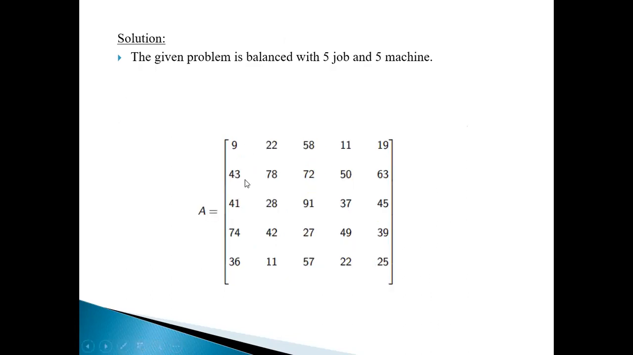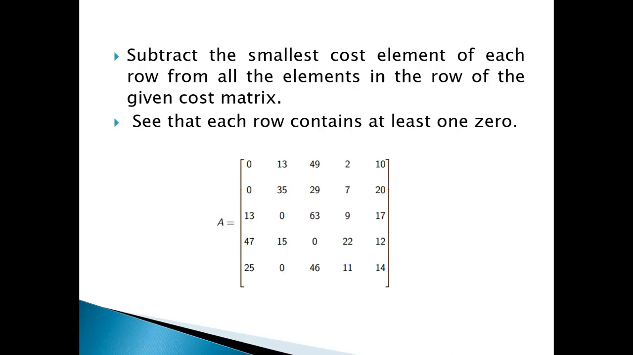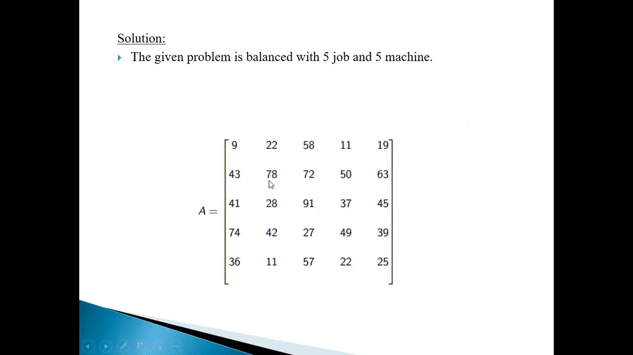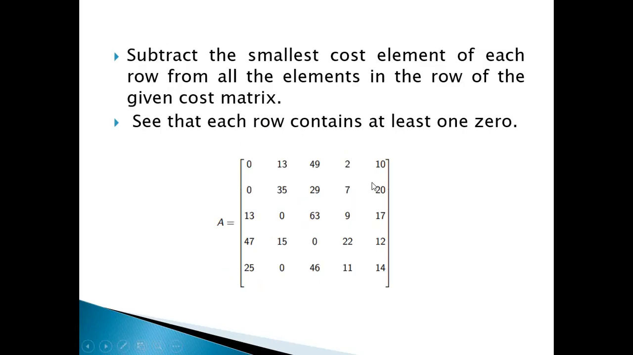Then take row 2. So here 43 is the minimum least integer. So 43 minus 43, 0. Then 78 minus 43. Okay, find out the residual. 72 minus 43. 50 minus 43. We subtract 63 minus 43. And this is the final row 2 data.